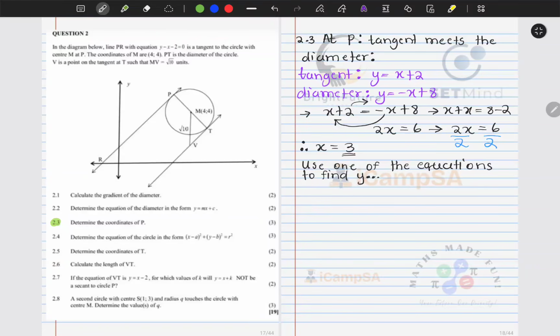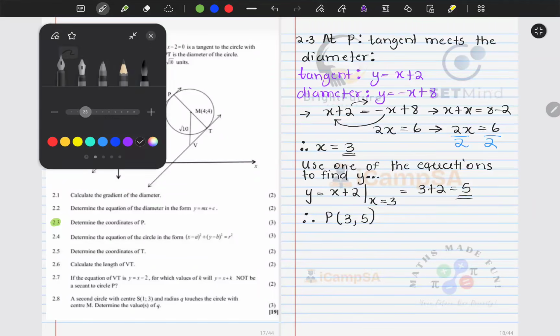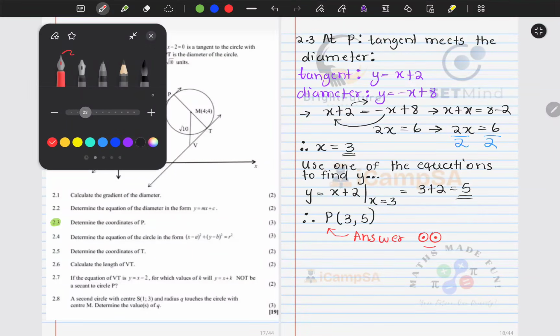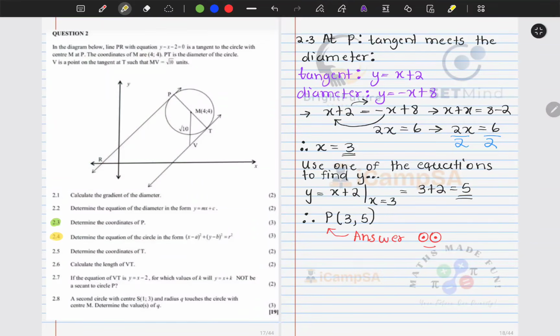So what we are going to do is use the tangent one. So y is going to be, if you look carefully, x plus 2. So we're just going to sub in x is 3, which means we'll have 3 plus 2, which will give us a 5. So therefore, the coordinates of P we have found. P will have an x value of 3 and a y value of 5. And there we go, guys. That becomes our answer. And whoever is marking for you should be very happy. Okay. So done with that, let's go and have a look at the next one, which is looking at 2.4.